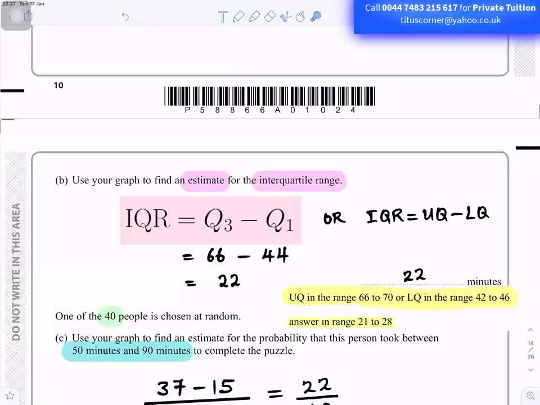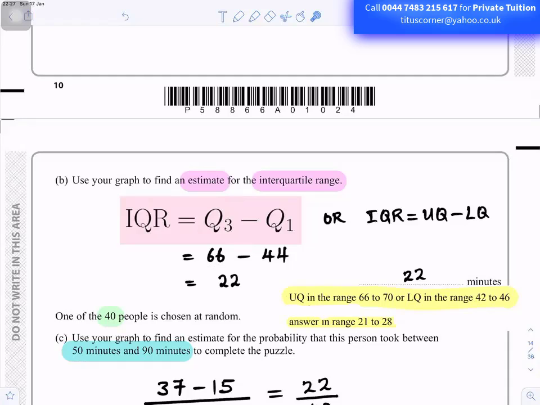Part B, use your graph to find an estimate for the interquartile range. We use this formula. Lower quartile is Q1, upper quartile is Q3. So interquartile range is Q3 minus Q1. Or you can use these other symbols: upper quartile UQ minus lower quartile. So we're going to look at those on the graph. It was 66 minus 44, which will give you 22 for the interquartile range.